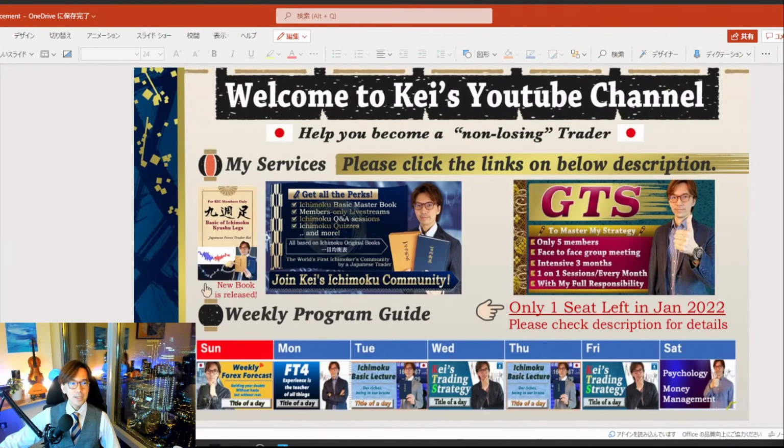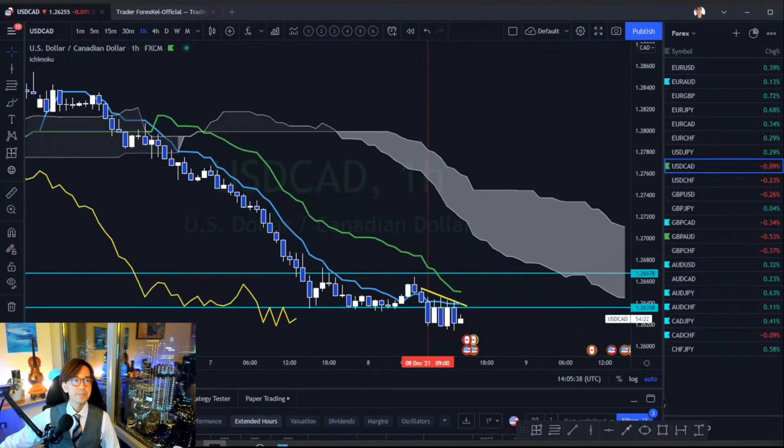So let me first talk about my trade, which was made on this USDCAD. Let me change it to TradingView now. So here is TradingView. Okay, make sure that it's displayed on the screen. Yes, I think it's good.